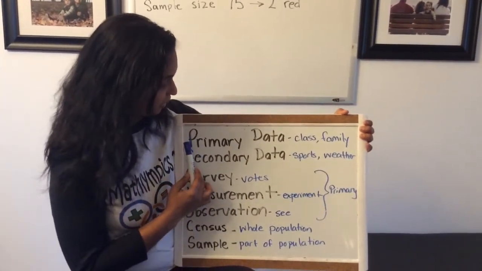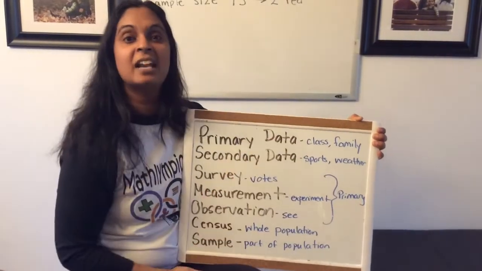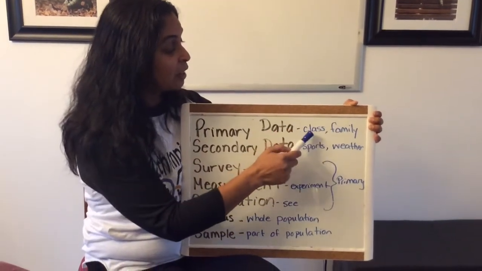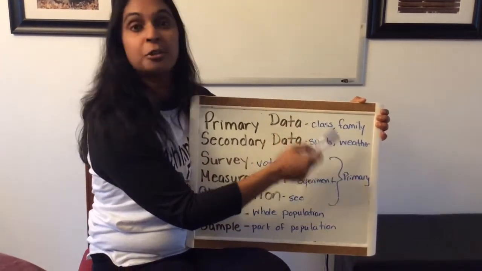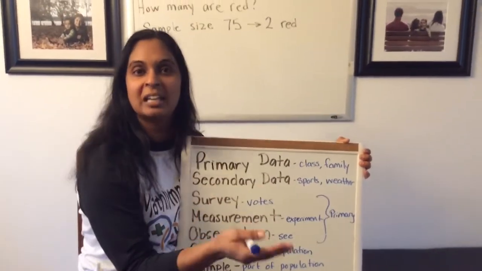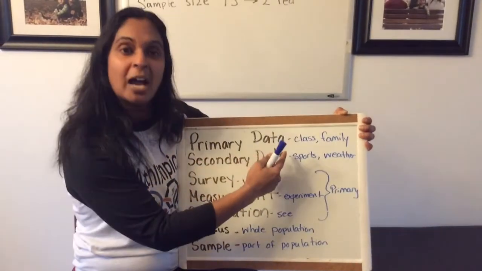So we have here primary data, and primary data is data that you can go and collect yourself. So it may be questioning your class or your family, something that you have access to and that you can go and collect the information directly. All right, so that would be primary data.